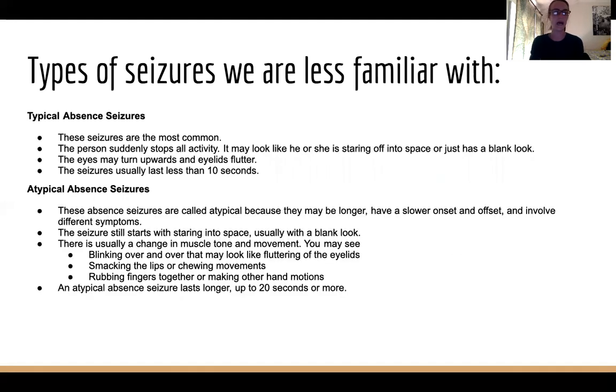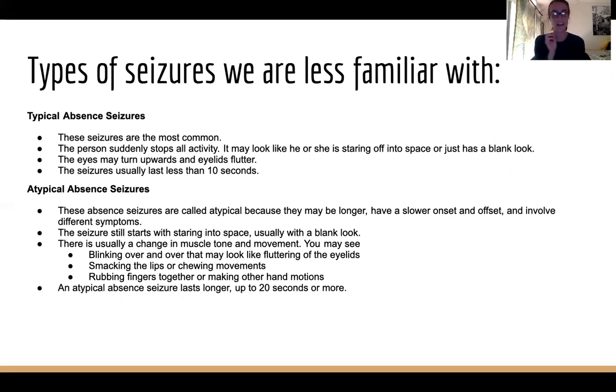Okay. Now we have something called a typical absence seizure. This is one of the most common types of seizures with our kids who have a diagnosis of epilepsy. The person will stop all activity suddenly, like a light has just been flipped off. They look like they're staring into space or just blank. The eyelids might turn upward, the eyelids might flutter. And these seizures tend to last about 10 seconds.